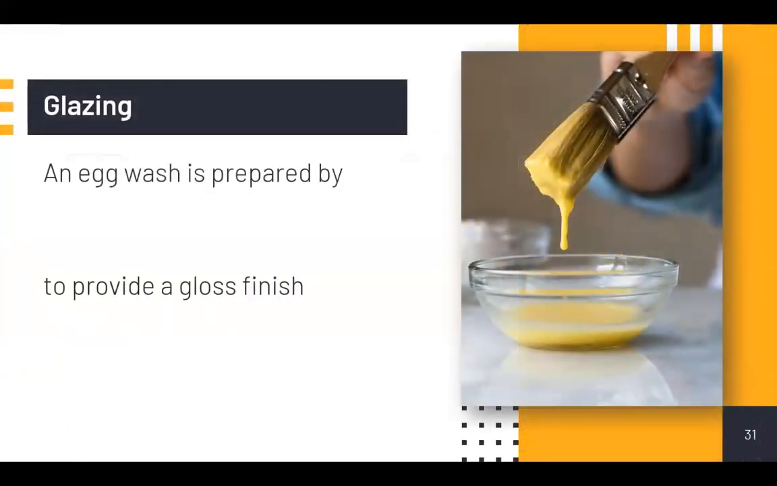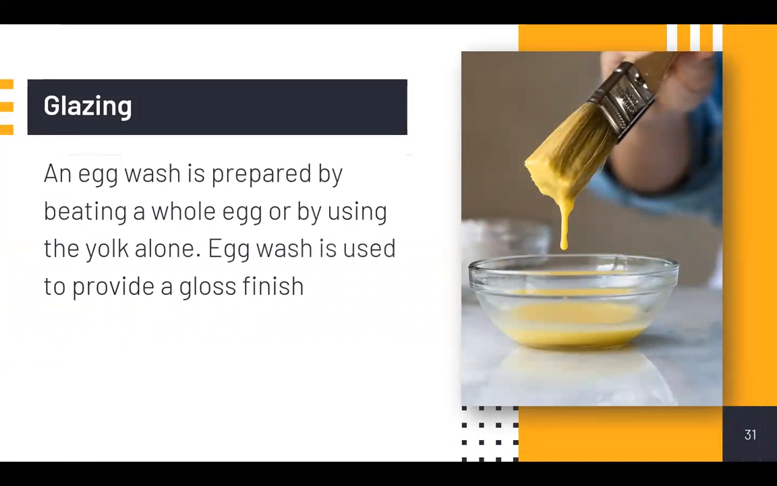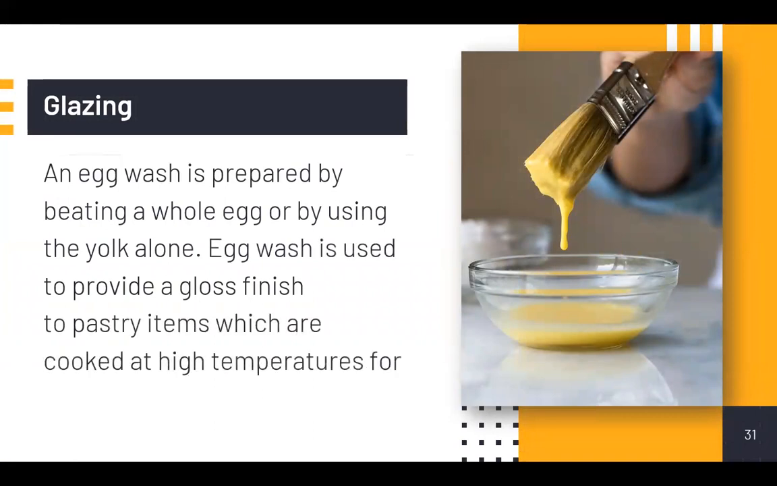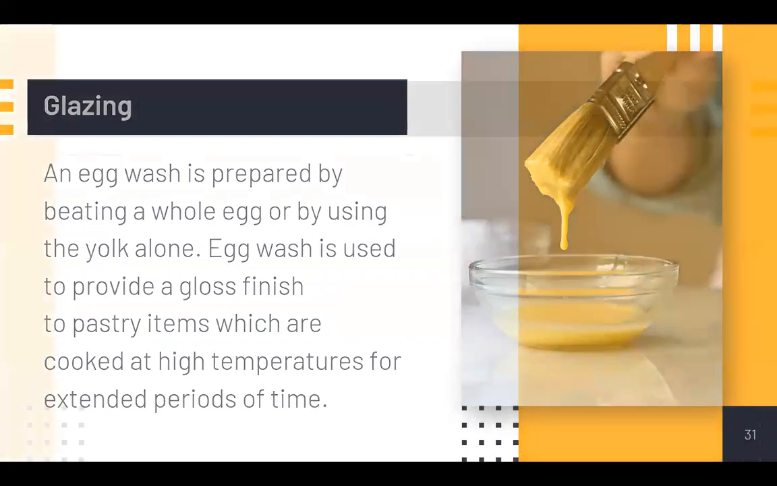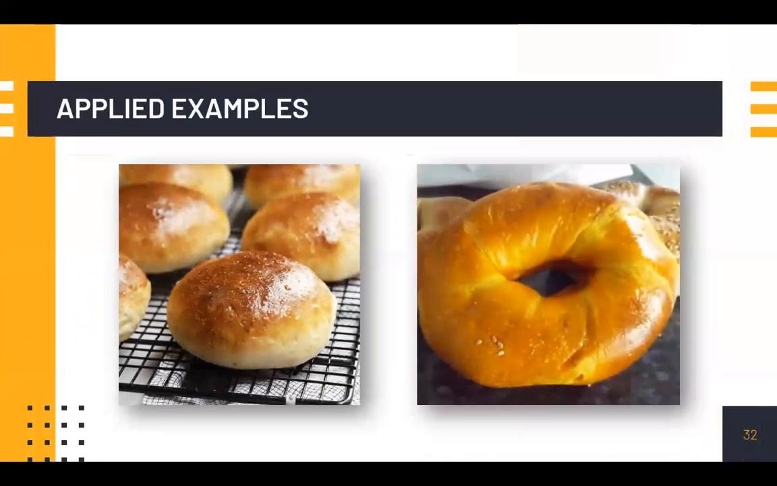An egg wash is prepared by beating a whole egg or by using the yolk alone. Egg wash is used to provide a gloss finish to pastry items which are cooked at high temperatures for extended periods of time. And these are the applied examples.